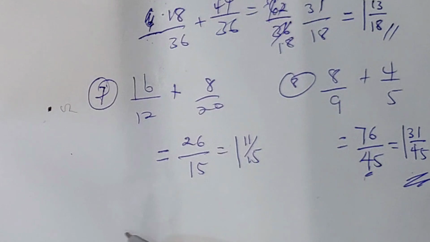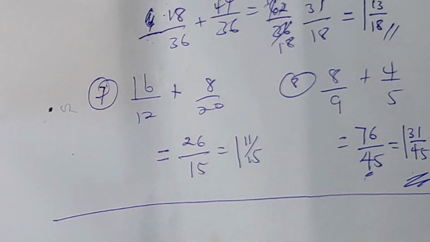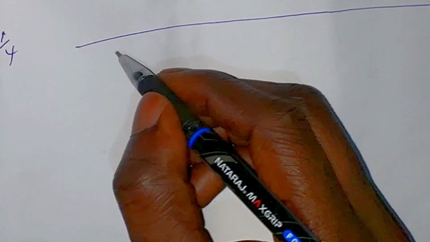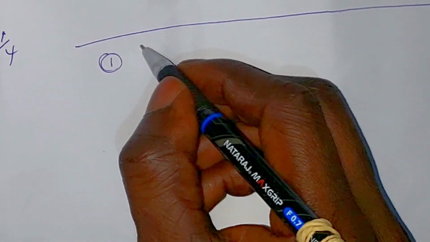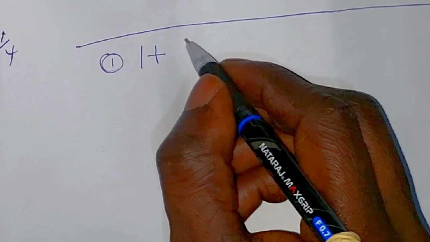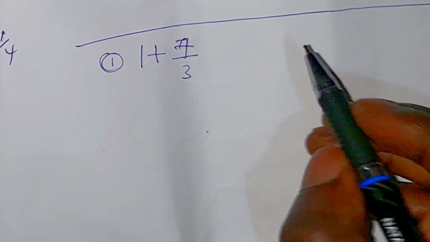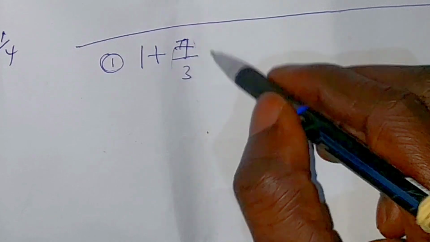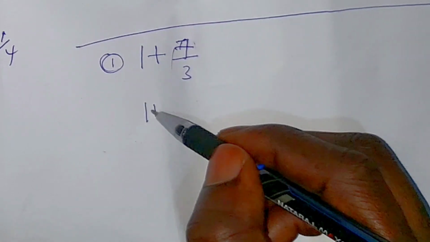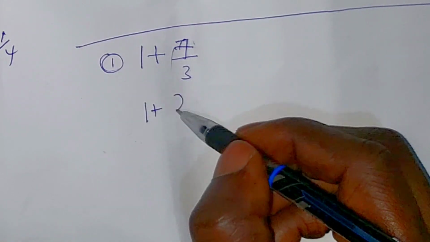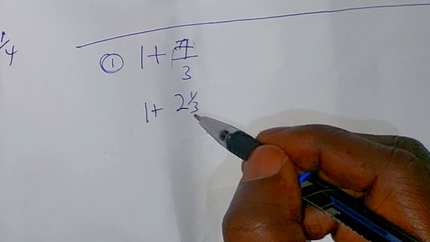Now let's move on to the last aspect that I intended to do with you, which is how to add whole numbers and a fraction. Let's take an example, like maybe you're given 1 plus 7 over 3. How do you add it? You can decide to change this one into a mixed fraction. It's going to be 2 whole number 1 over 3.